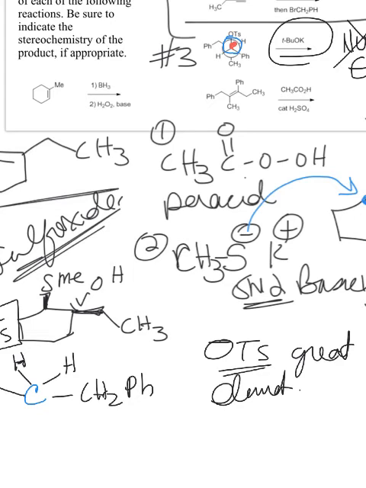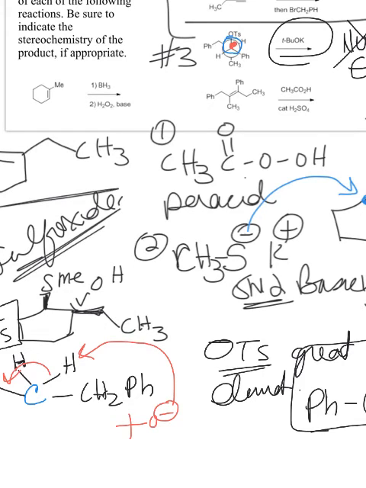And so T-butoxide is going to take this proton, and this is going to leave. And so your product is going to be a phenyl, CH, double bond, CH, CH2, phenyl. So that is your product for number 3.